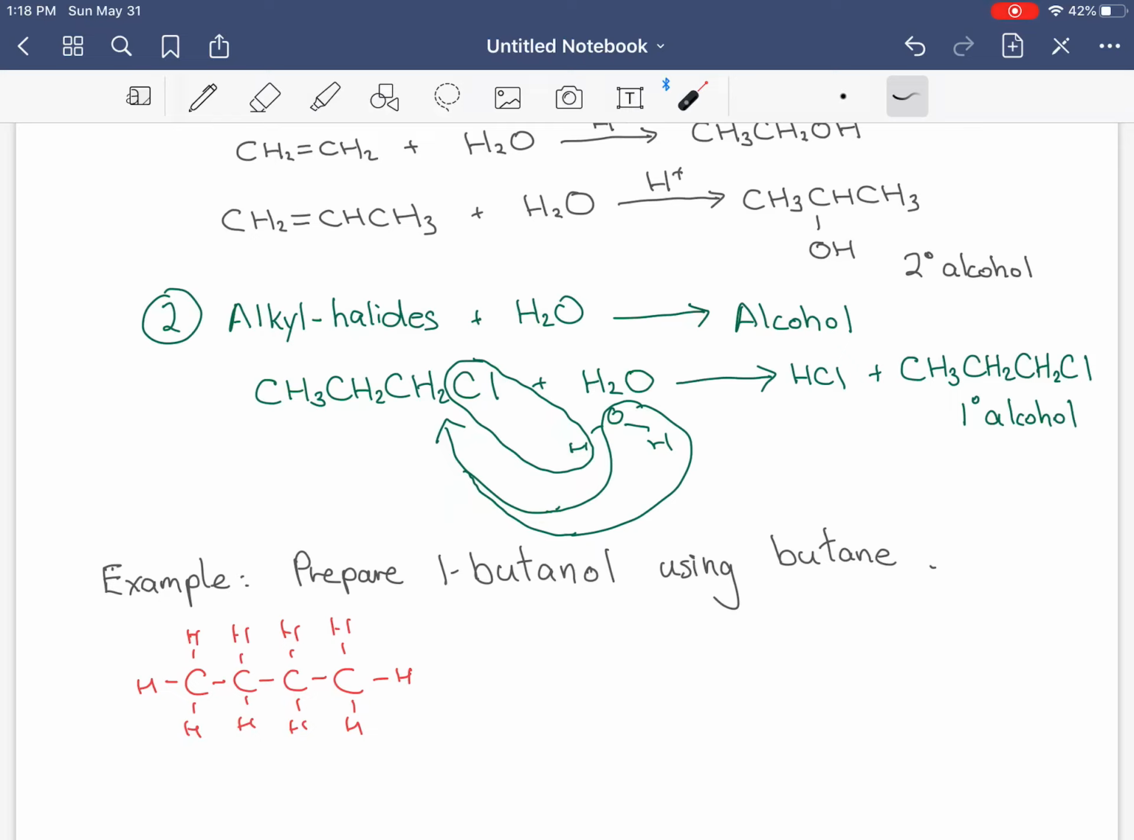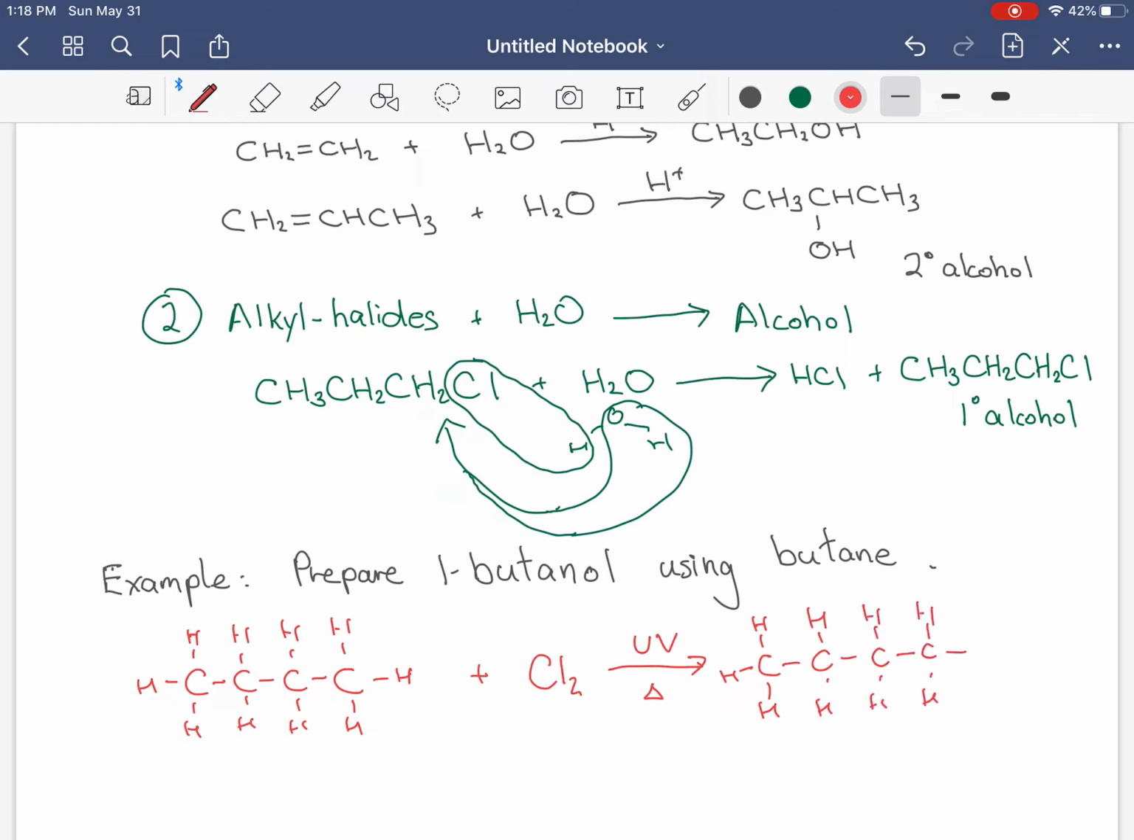We can react an alkane with a halogen, like Cl2. It doesn't matter, you can use I2, F2, Br2. And under the influence of UV and heat, as we've seen before, you're going to get this.